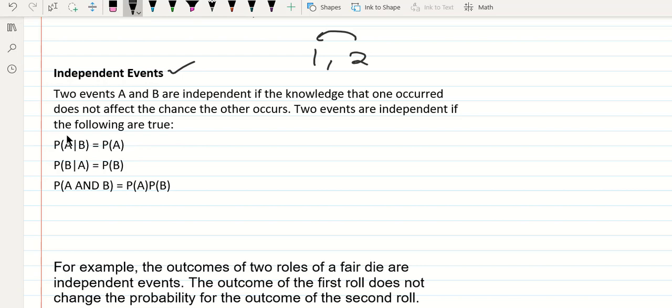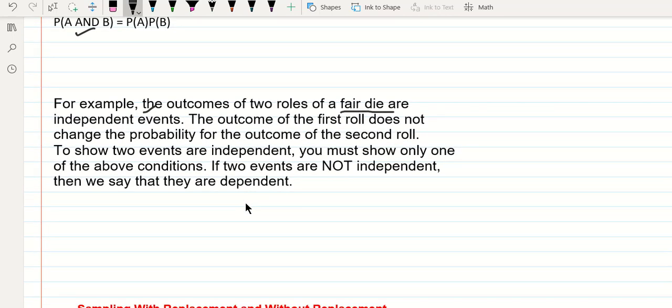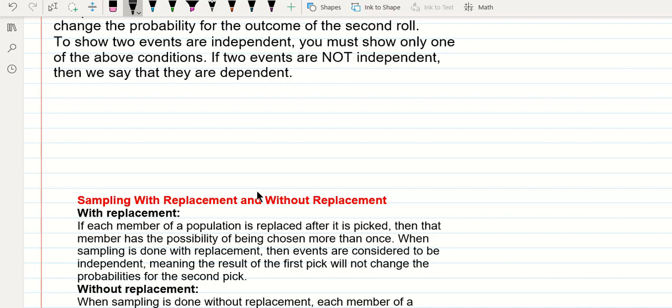If we have the probability of A given that B has occurred, then the answer would just be the probability of A. If we have the probability of B given A, then it equals the probability of B. If we have the probability of A and B, then we multiply the two together. Again, the example I'm giving you is two fair dice being independent events. One roll does not have any dependence on the other. They are two independent events. If the two events are not independent, then they are dependent.